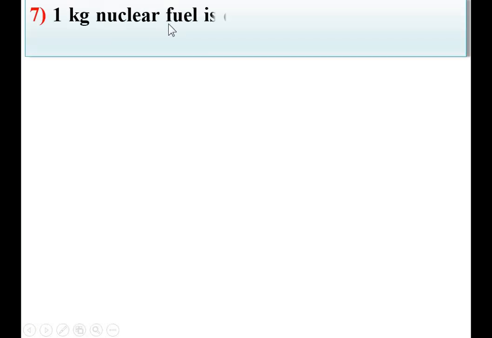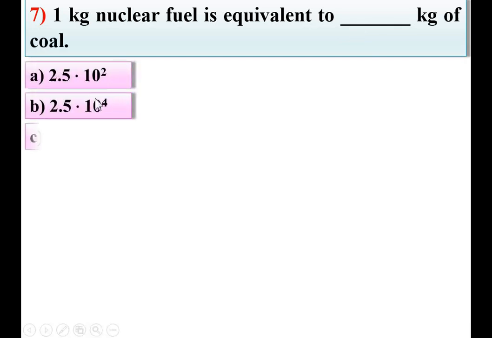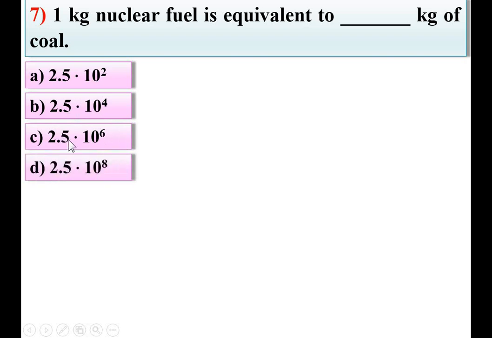Next, 1 kg of nuclear fuel is equivalent to dash kg of coal. Options: 2.5 × 10^2, 2.5 × 10^4, 2.5 × 10^6, 2.5 × 10^8. So you need to remember that 1 kg of nuclear fuel is equivalent to 2.5 × 10^6 kg of coal. So C is the right answer.